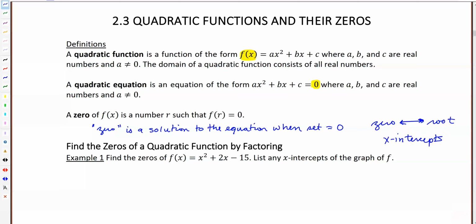Alright, so what we're going to be doing is taking our function and translating it into this corresponding quadratic equation where it's set equal to 0, and then we're going to solve this. Solving this equation will give us our zeros. There are going to be several different techniques that can be used to solve quadratic equations.